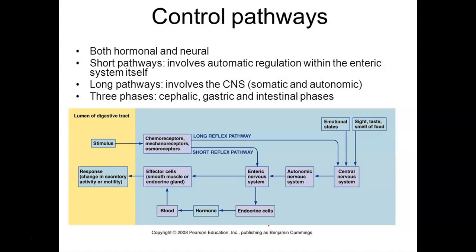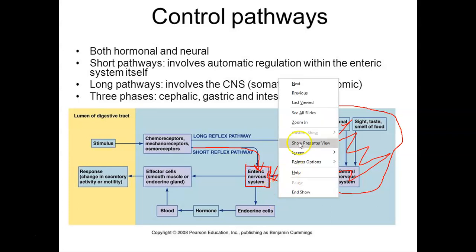And you can see, as I mentioned, the central nervous system absolutely can impact the enteric nervous system. And it does. Emotional states, smell of food, sight of food, taste of food, all of that can stimulate the enteric nervous system. But even if we erased all this, through these short reflex pathways, that still stimulates the enteric nervous system.